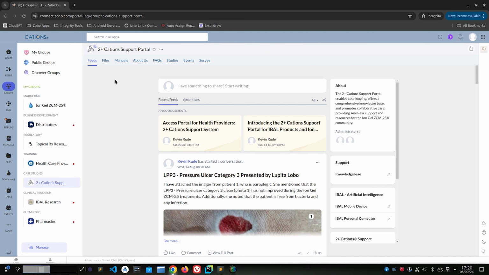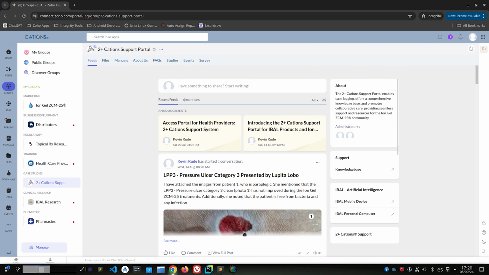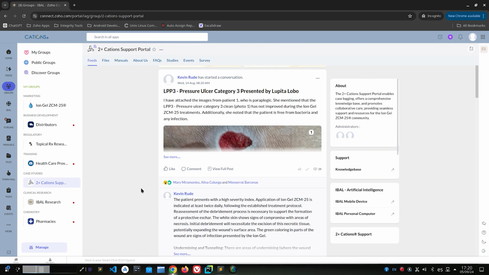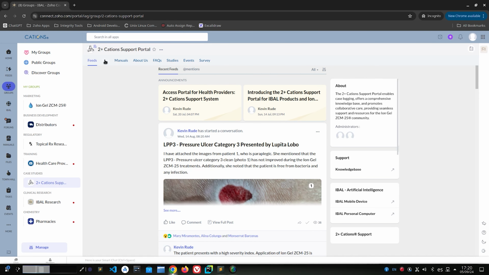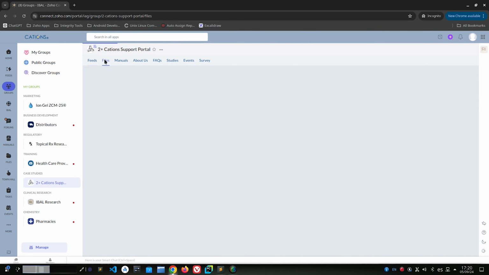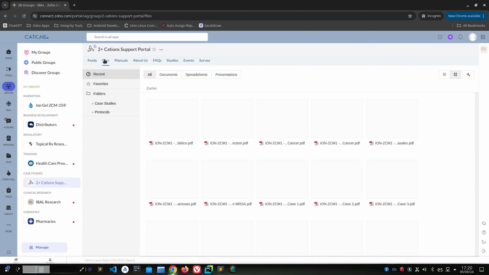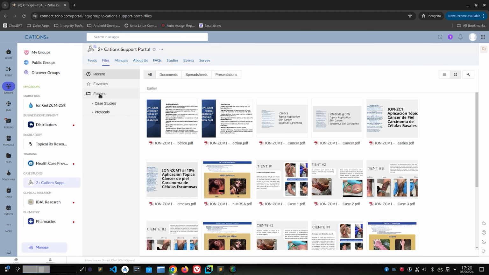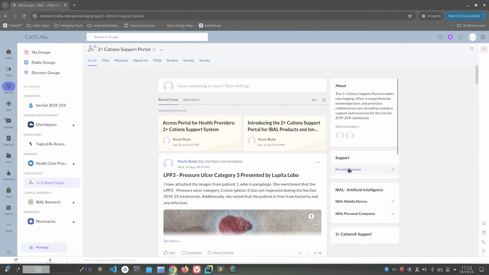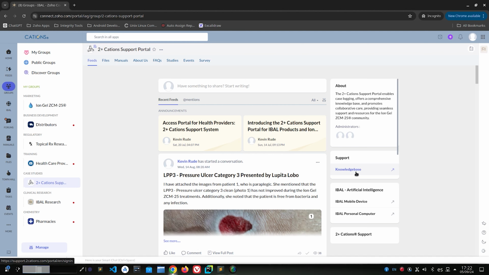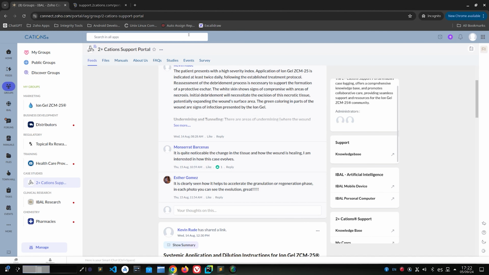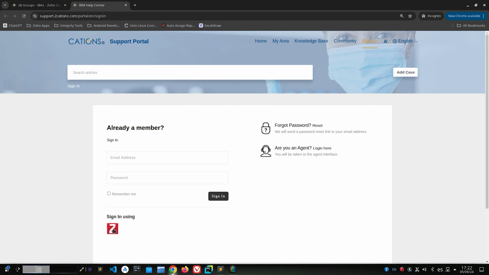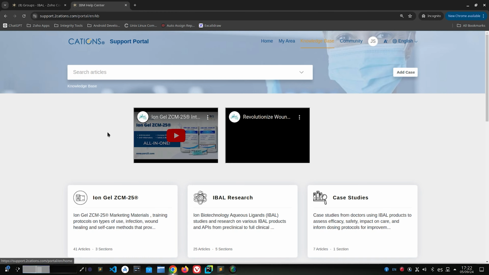We start with the 2+ cations support group. This is the portal where you create patient cases for proper follow-up. In addition, you have access to an extensive database with key information about our science, protocols, clinical studies, and much more. To access this database, just look for the link on the right side of the portal. Once you log in with the icon on the bottom left, you will be able to explore all the articles and information available.